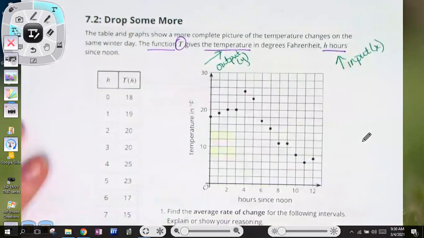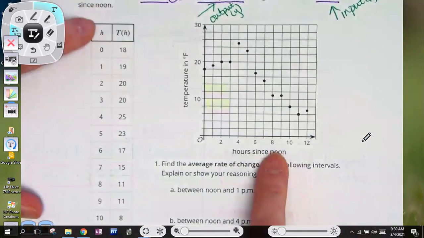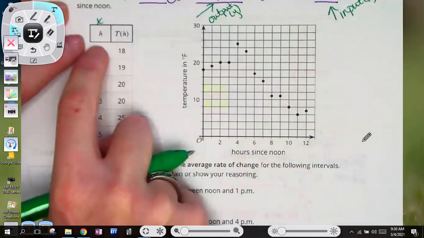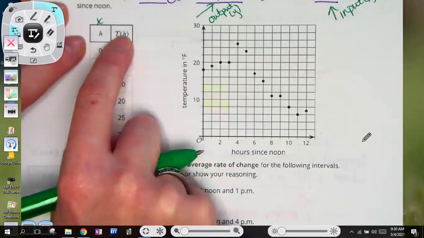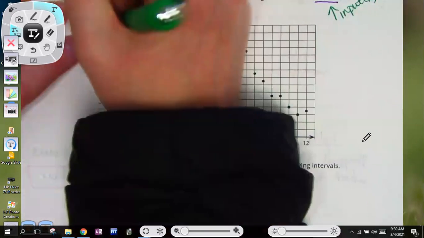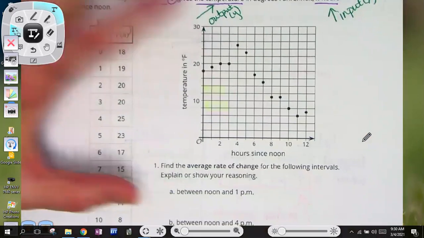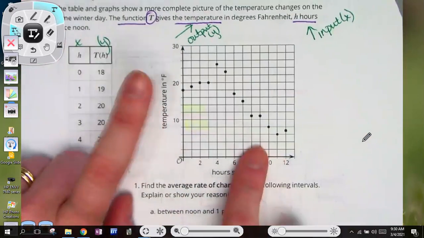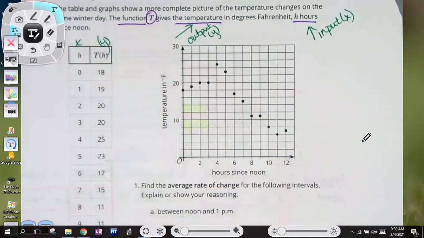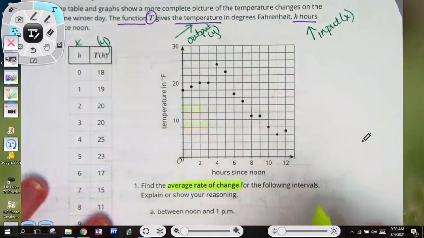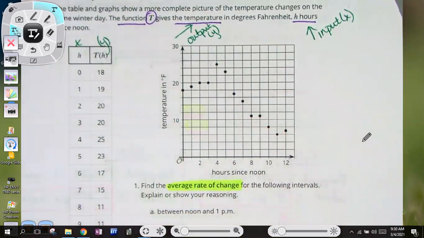All right, and you can see that in my table too, and my graph. In my table, this first column is always my X. It's my hours. And this second column is always my Y, or my output, in this case, temperature. And you can see that represented on my graph as well. It says find the average rate of change for the following intervals. Explain or show your reasoning.